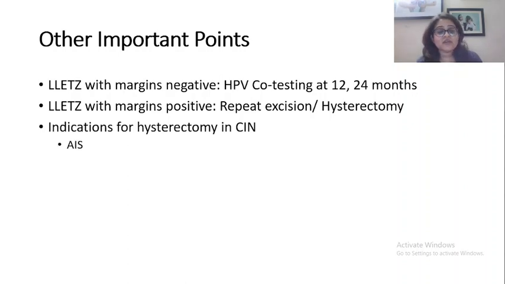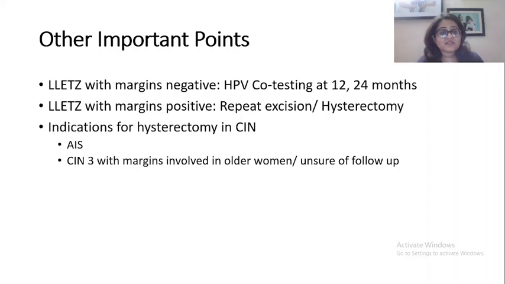When is this? When there is adenocarcinoma in situ, when in CIN 3 the margins come positive, you can directly do a hysterectomy, or you feel the woman won't come for follow-ups, you can directly do a hysterectomy. Or again, if she has recurrent high-grade lesions, you can do a cone biopsy, or you can do a hysterectomy.